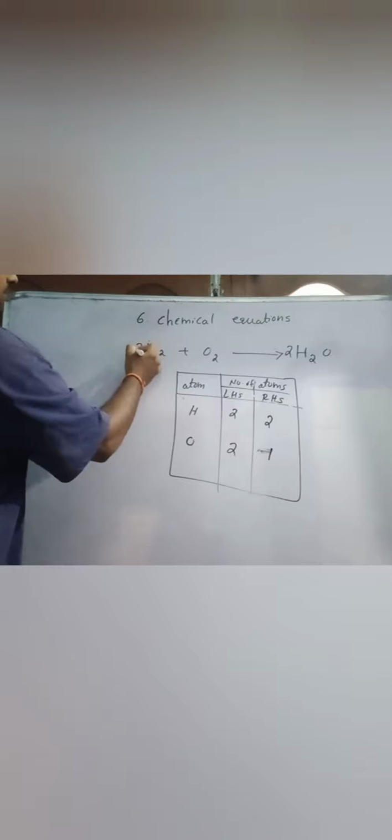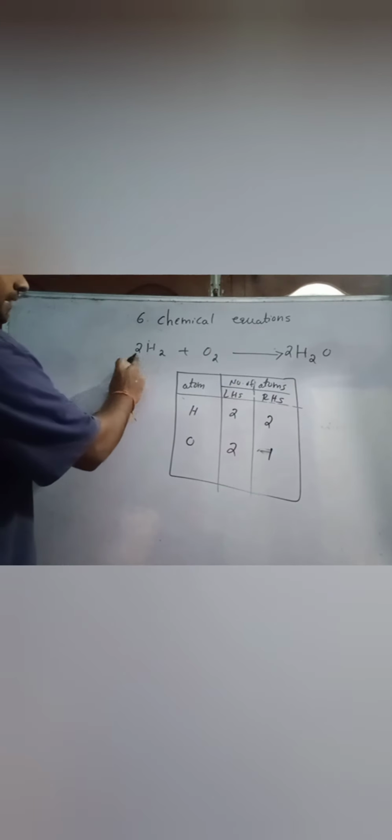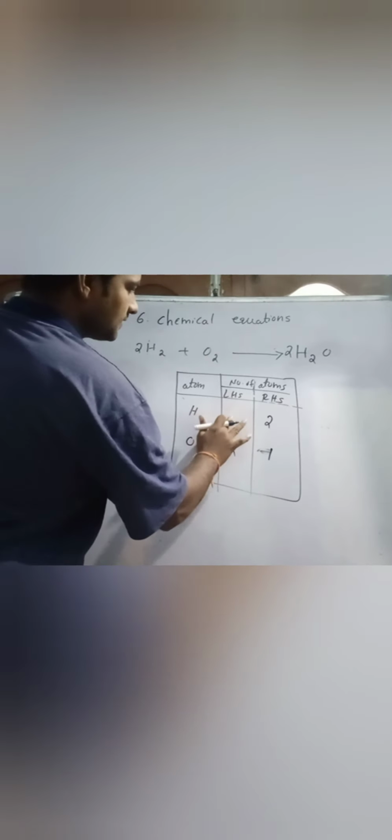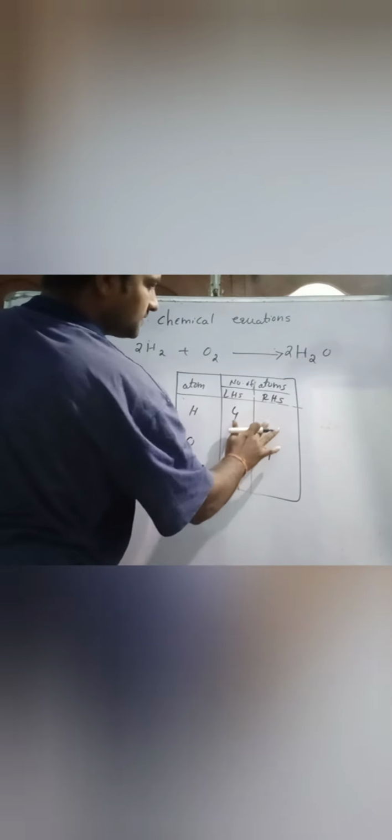So this is an unbalanced chemical equation. So now here add 2. So the coefficient of H2 is equal to 2 for example and H2O is equal to 2. Now check the atoms. So here 2 H2 means 2 into 2, 4 hydrogen atoms. So in LHS hydrogen atoms is equal to 4. In RHS hydrogen atoms 2 into 2, 4 atoms.